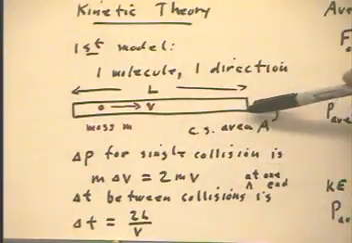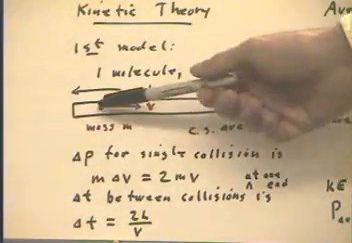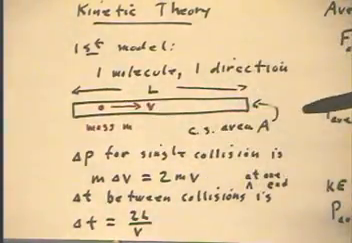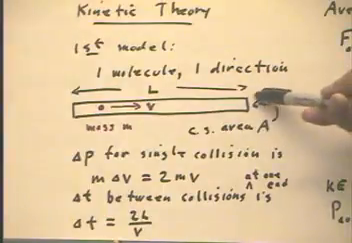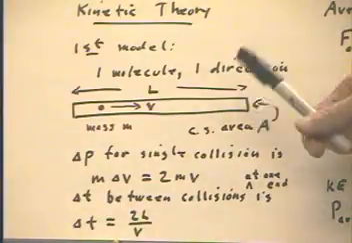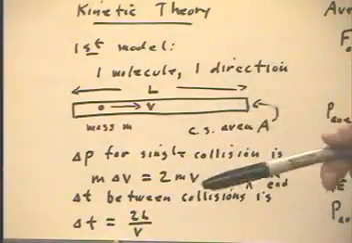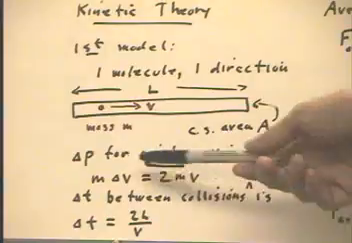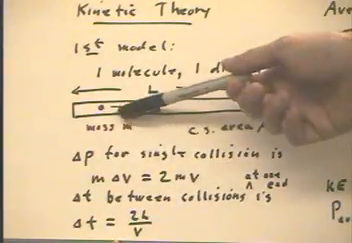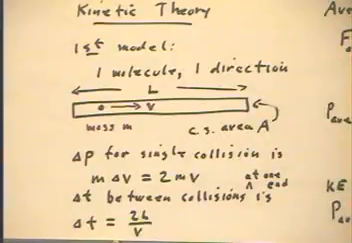We're of course assuming that the mass of the molecule is much less than the mass of the cylinder, so that the cylinder doesn't carry away any of the kinetic energy. It'll carry some momentum, but it won't carry any of the kinetic energy. So, massive cylinder, so that all the kinetic energy remains in the molecule.